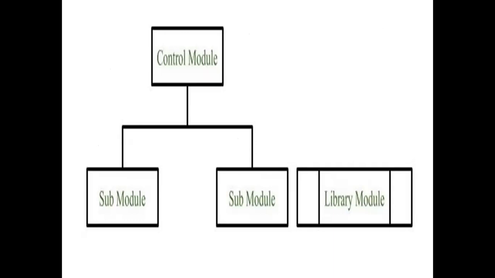The control module we are going to divide into various sub modules. These are called the children of the module, or sub modules. These are the basic symbols which we will use for the control module and for the sub modules. If we are going to represent the library module, then in this way we can use this symbol. Whenever we draw the structure chart, we can use these various special symbols.